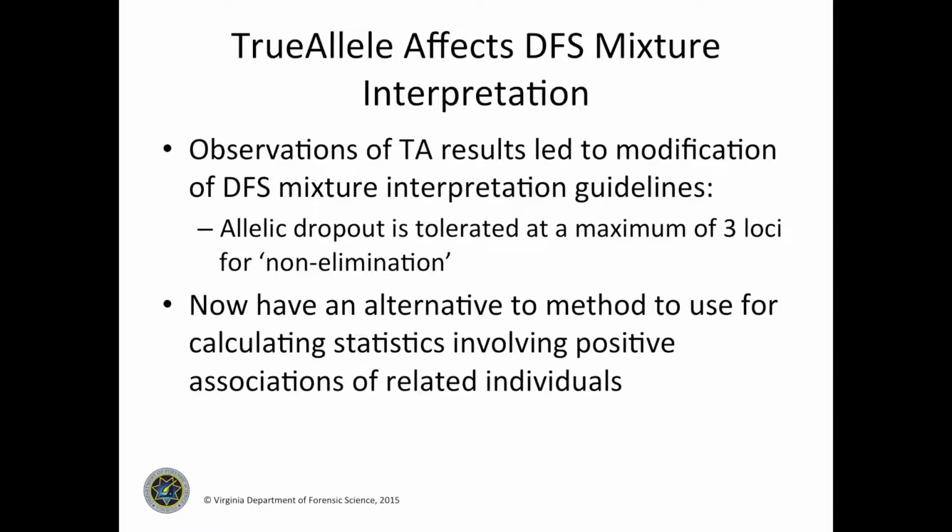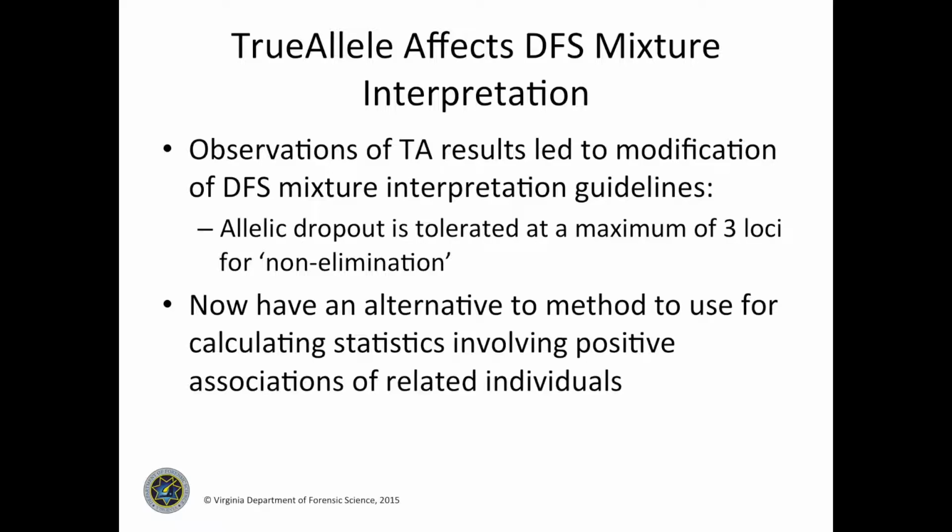In Virginia, TrueAllele itself is not used for inclusion or exclusion. That still remains the domain of the bench scientist working the case. After reviewing TrueAllele results for many of our uglier mixtures with dropout, we actually ended up modifying our interpretation guidelines such that allelic dropout is tolerated at a maximum of 3 loci for a positive association to be made. Of course, comparison of a known to a profile with 3 loci demonstrating dropout could also result in an inconclusive conclusion as well.